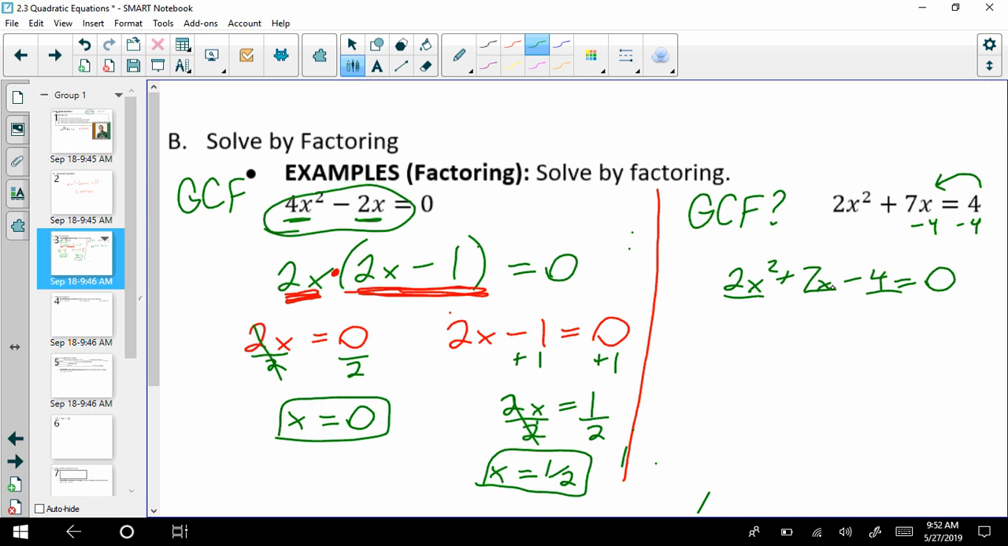So if there's three terms, if it's a trinomial, remember when we factored, that's when we called it morphing. So I want to multiply 2 times -4. I want to multiply to -8. I want to add to 7. So I need two numbers that multiply to -8 and add to 7. Should be an 8 and a -1. So now we're going to rewrite it.